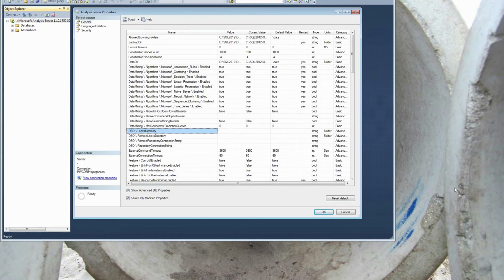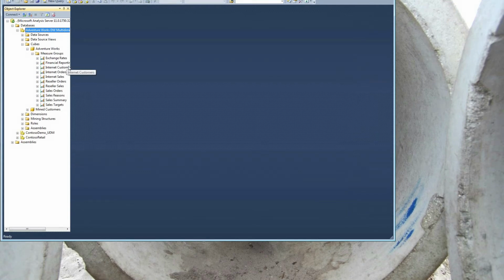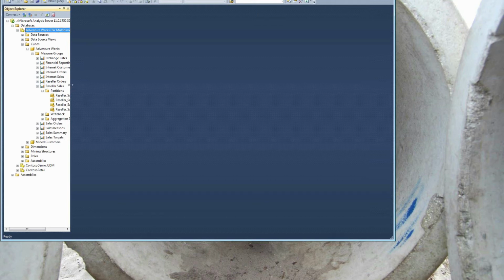What do you mean by manually set slicers on partitions? That's an excellent question. So when we come over to Analysis Services, you'll notice we have a cube in here. Let's go to AdventureWorks and our measure groups, and I'm just going to use this as an example. And I'm hoping, good, still partitioned.